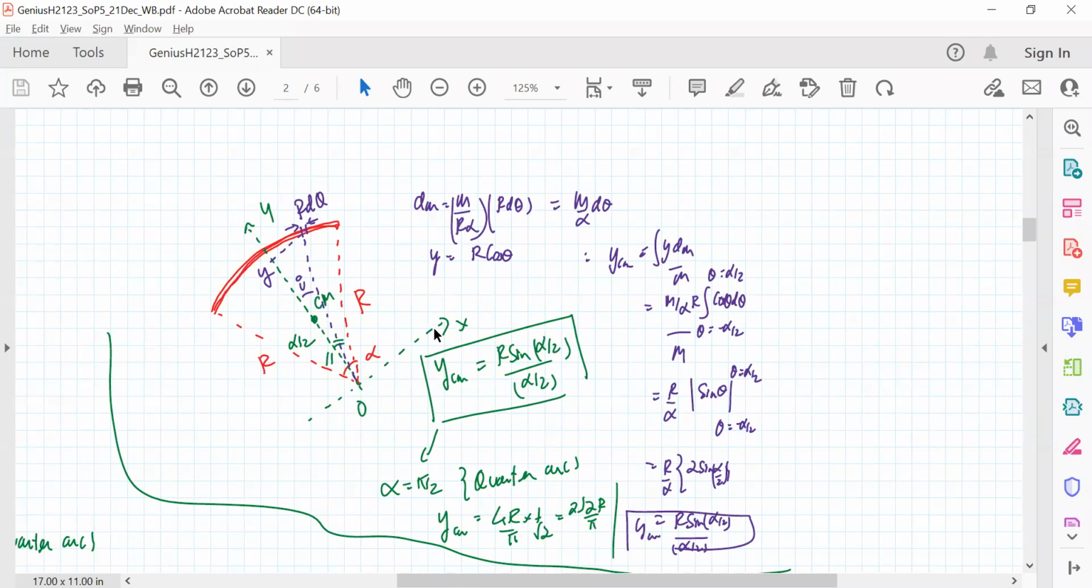So for example, if we are talking about a quarter arc, then we should replace alpha with pi by 2. So it will become r sine pi by 2 divided by 2. So that is r sine pi by 4 divided by pi by 4. So pi by 4 is 45 degrees. So that's how we are getting the 1 by root 2.